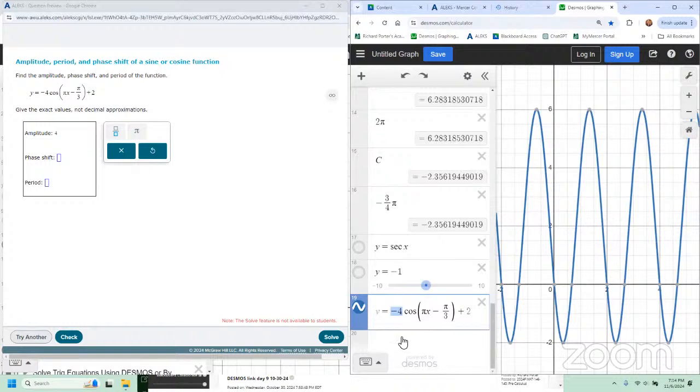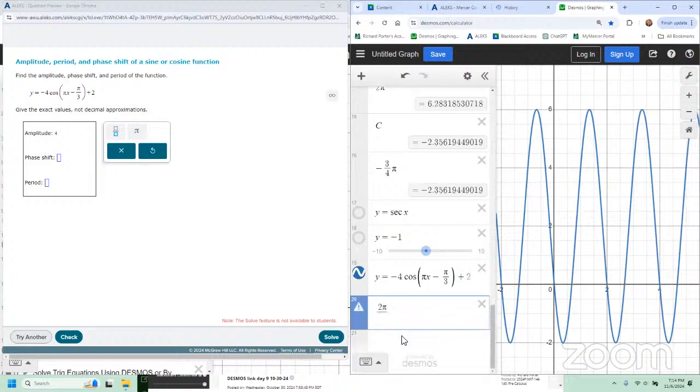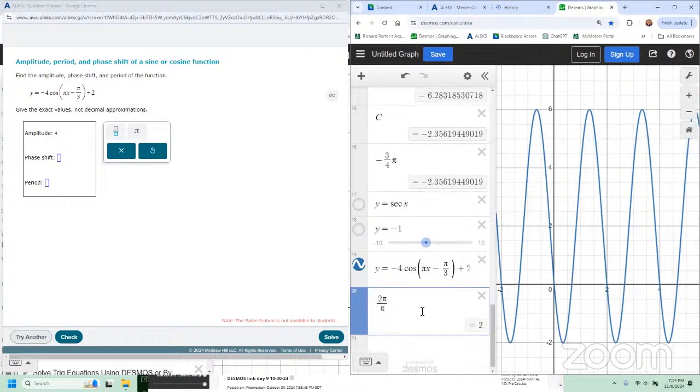Okay, what's the period? The period is 2 pi over whatever the b value is here. The b value here is the number in front of the x. It's just pi. So what is 2 pi over pi? So the period must be 2. If you go from top to top, this top is 1.33333, this must be 2 later, 3.33333. So another way of finding the period is just to click on the two tops and subtract them.